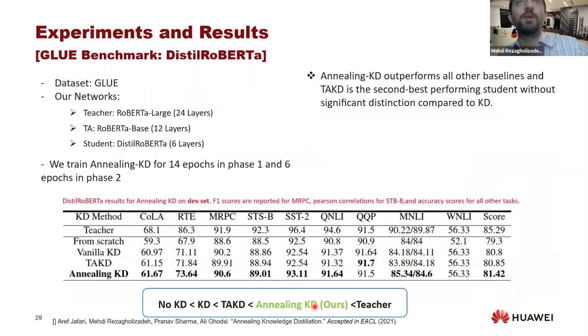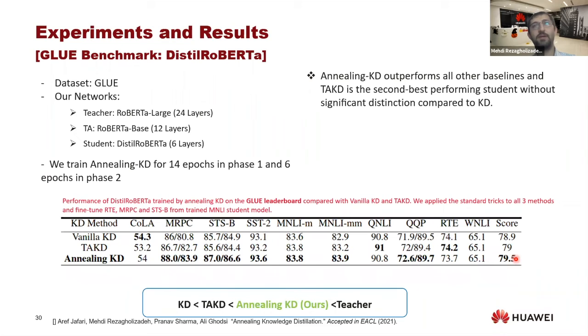So for the GLUE benchmark, we started with a Roberta Large teacher, and we trained the teacher assistant Roberta base with 12 layers, and our student has 6 layers. And for this experiment, on average, especially for 8 out of 9 tasks, we can beat TAKD, and on average we are much better than TAKD and vanilla KD, and also training from scratch.